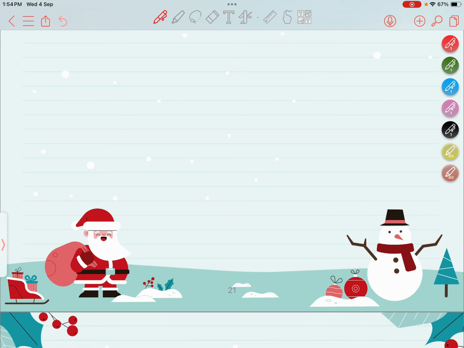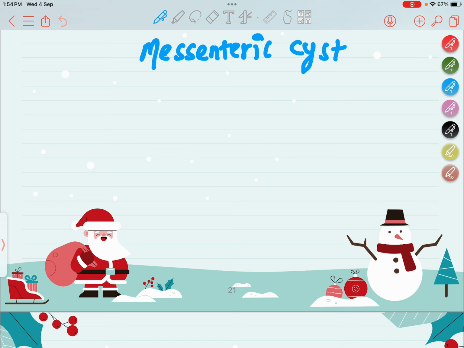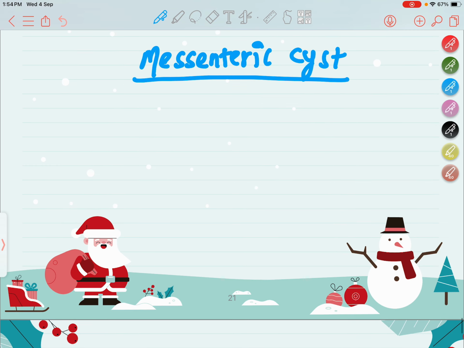Mesenteric cyst. This topic is mesenteric cyst. It is a benign cyst, which is usually found in the paraumbilical region.